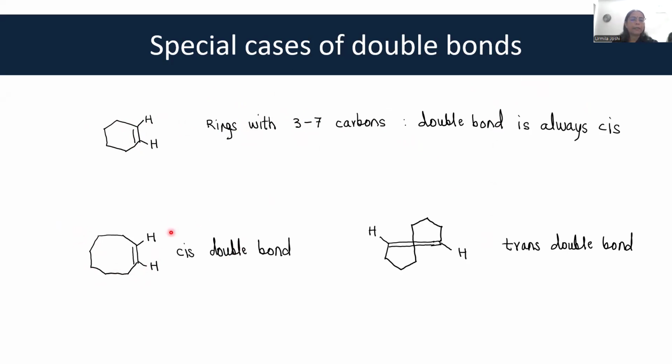This is cyclooctene. Okay, this is a cis double bond because both the higher priority groups, CH2 over here and CH2 over here, are on the same side. But this can fold sufficiently so as to show a trans double bond. This carbon is this carbon, and this carbon is this carbon. Now as you can see, both hydrogens are pointing in opposite directions, and so this is a trans double bond. Okay, rings with carbon number 8 onwards can show both cis and trans double bonds.